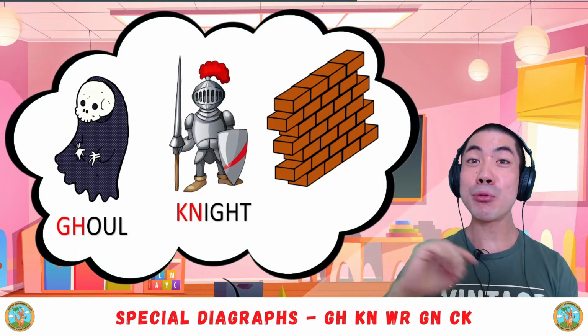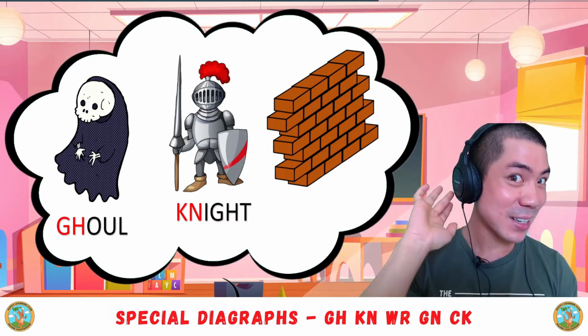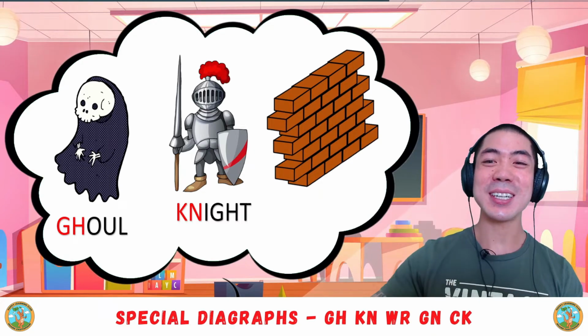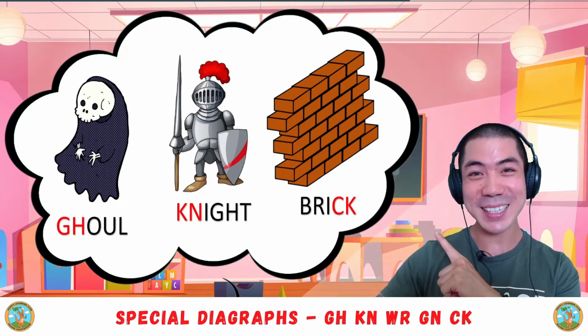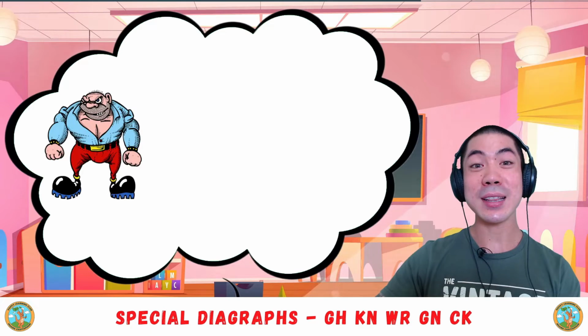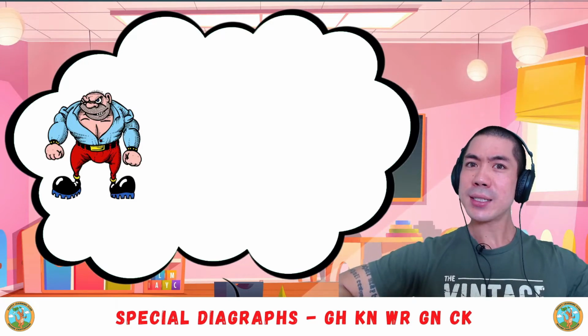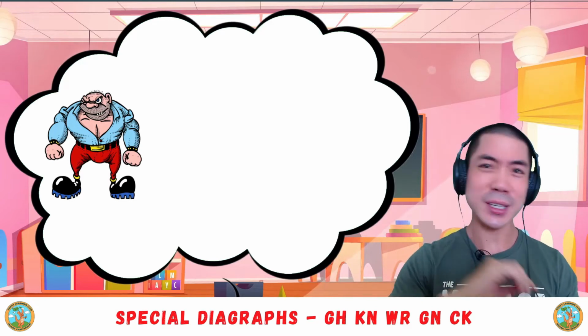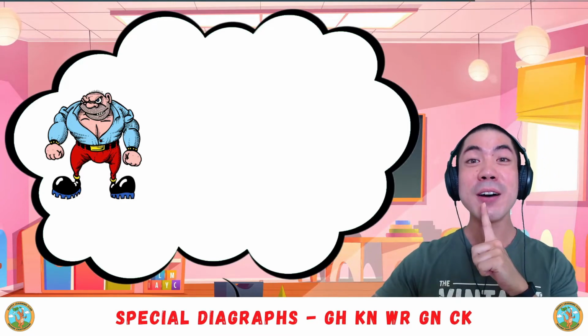What about this one? Brick. What tricky digraph is in brick? Good. CK. Brick. What about this one? He is very tough. Tough. What do you think? Good, you're right. Tough.